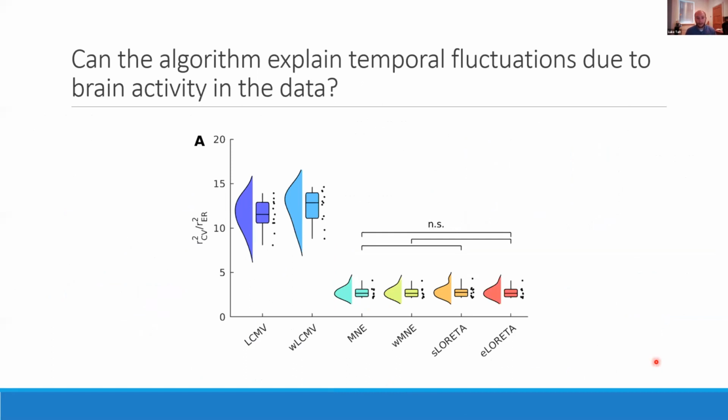So first of all, we looked at the temporal fluctuations, the R-squared analysis. What we found was that the beamformers greatly outperformed the least squares minimum norm type estimates. This was primarily due to the fact that they explained very, very little of the empty room data, whereas the others slightly overfit to the noise.